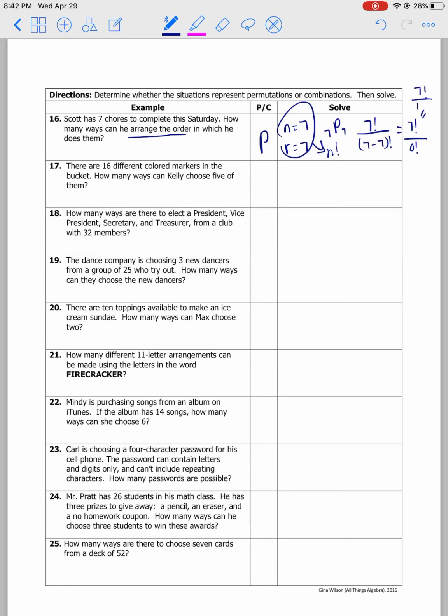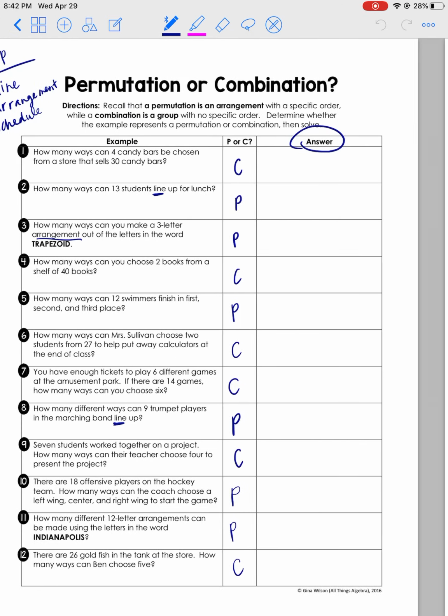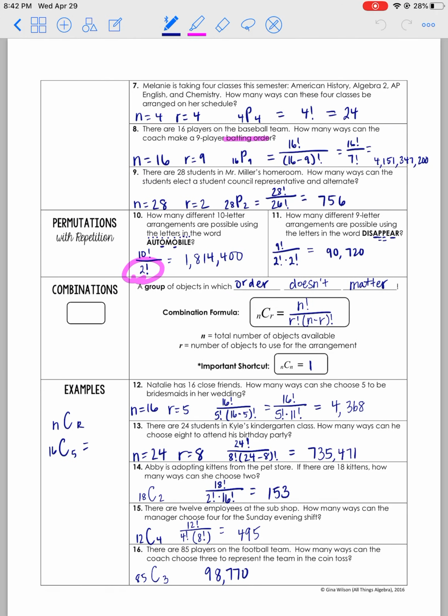Okay, number 17. There are 16 different colored markers in the bucket. How many ways can Kelly choose 5 of them? All right, so choose, that signifies combination, right? There's no specific order that's involved here. So N is 16, R is 5. So 16C5. All right, I'm going to do this one with the formula just so you see one formula for P, one formula for C, but then from now on I'm not going to do the formulas.